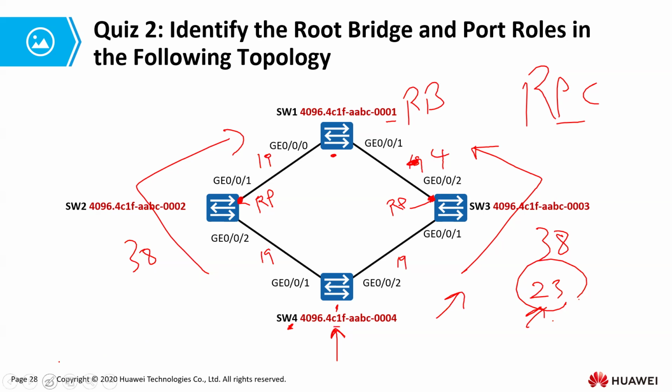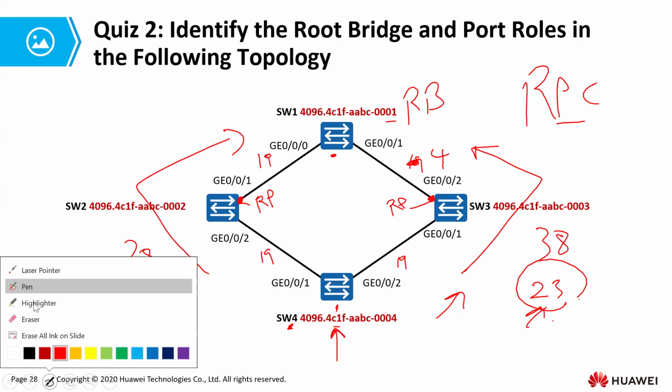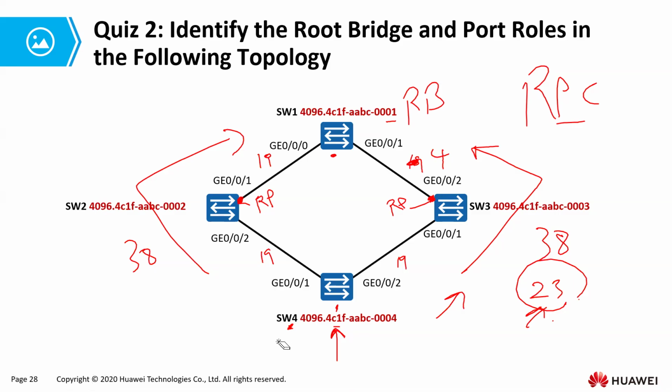Let me clear this up. If we have a case where our costs are the same, both 38 going to the root bridge, we use a tiebreaker. We take a look at the adjacent switches. I want to find the root port here, but I take a look at these two switches and check which bridge ID is the lowest. The lowest in this case is this one. Therefore, this way becomes our root port.